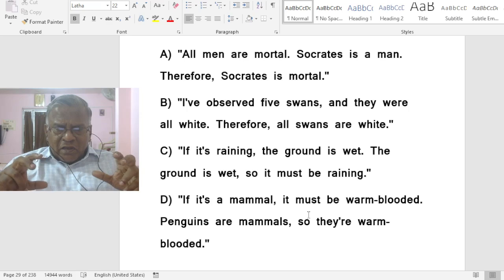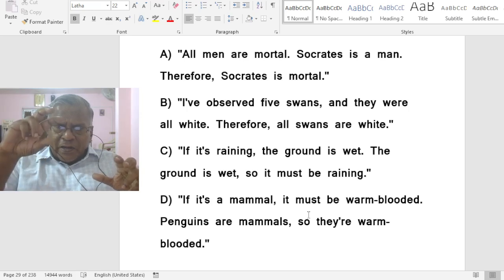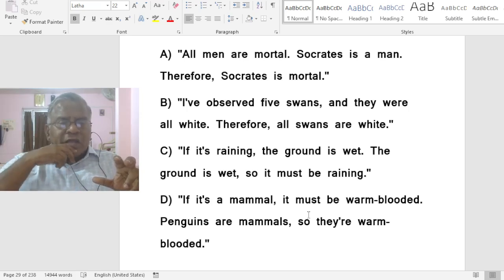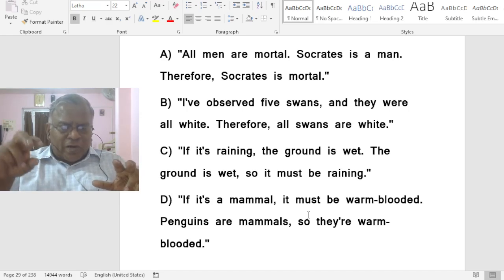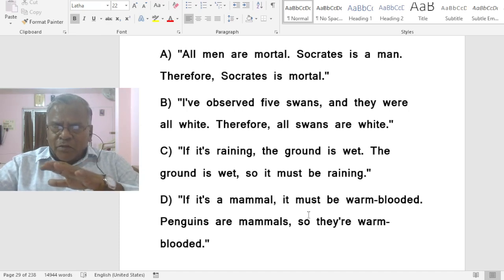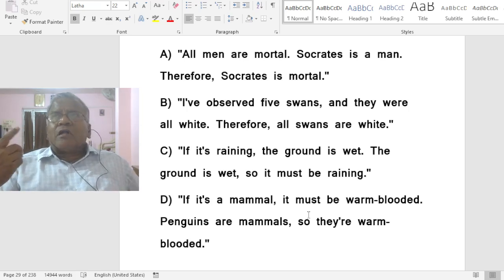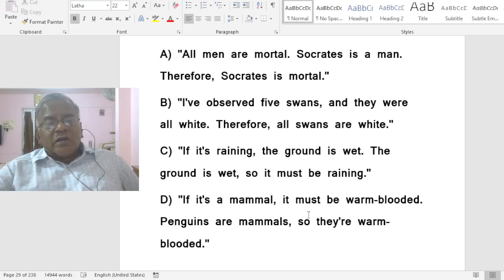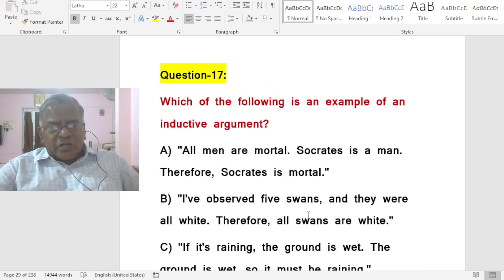From the statement, that is, I have observed 5 swans. From your experience of seeing 5 swans, you conclude that all swans are white. In a pond, you see 5 swans, they were all white. So you tend to think that all swans are white. Need not be, need not be sometimes. So this is called an inductive argument. It is only probability.